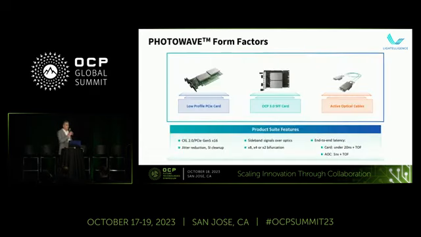So here are the products that we've launched. First is a low profile PCI card. It's a Gen 5 x16. And what you can see on that card is there are 2 optical modules that we've designed. Each of those modules is x8. So you can have a 1x16, a 2x8, or 4x4 using bifurcation.